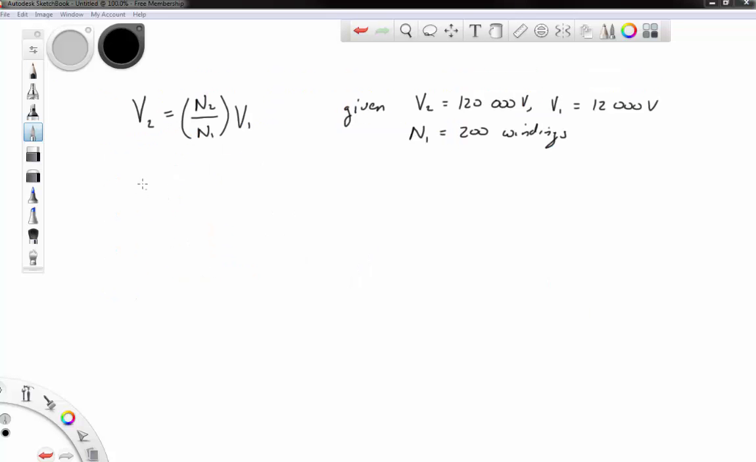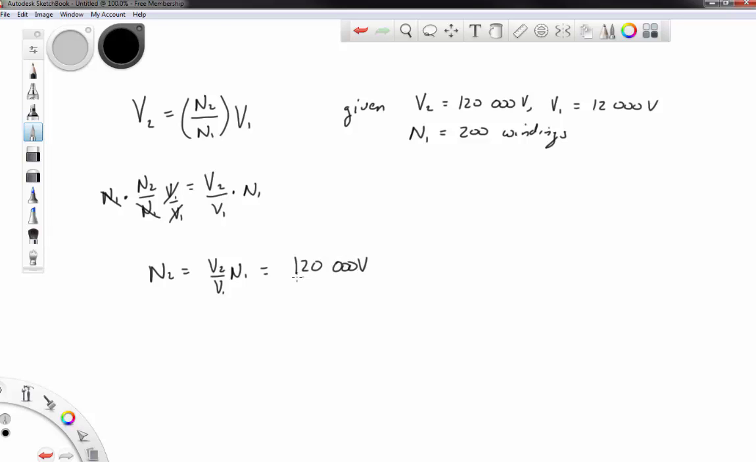So we're solving for N2 in this equation. N2 over N1 times V1 is equal to V2. Let's go ahead and divide both sides by V1, so that gets rid of the V1s. Let's multiply both sides of the equation by N1, so that gets rid of the N1s. So we have N2 is equal to V2 over V1 times N1.